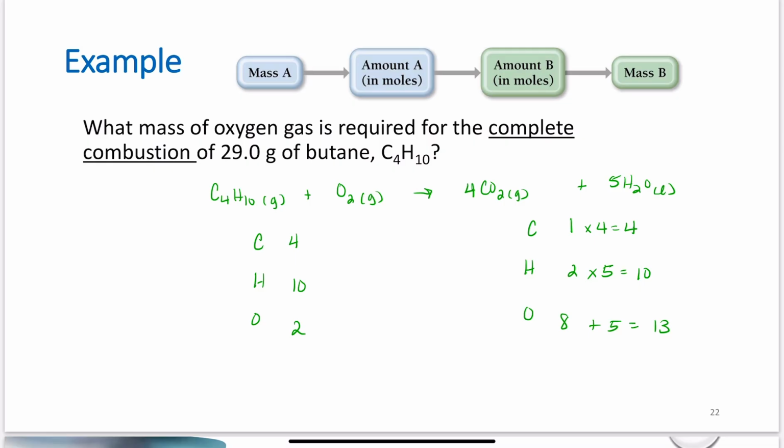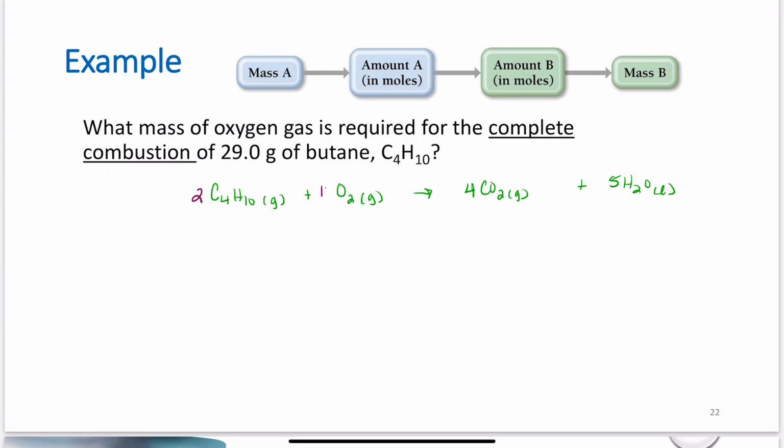I have 13 and 2. This is the clue that everything else is balanced. At this point, everything else is balanced except that oxygen, and I have a 13 and 2. That's my clue that I need that fraction. Again, this becomes the numerator, this becomes the denominator. 13 halves O2 would equal 13. But I cannot leave it like that. I have to now multiply 3 by 2 to get rid of that fraction.